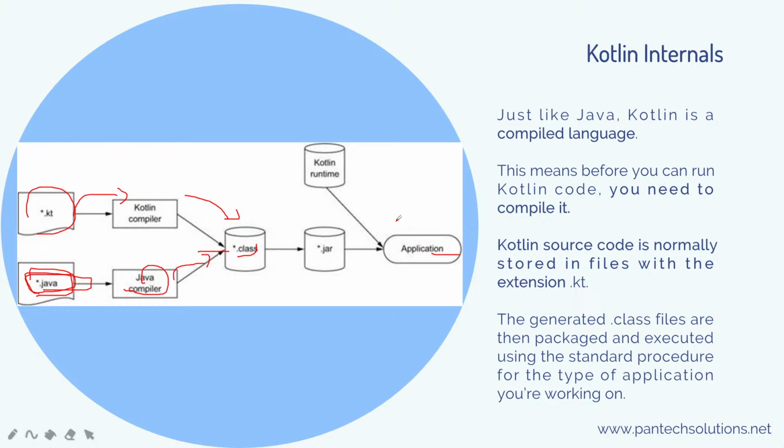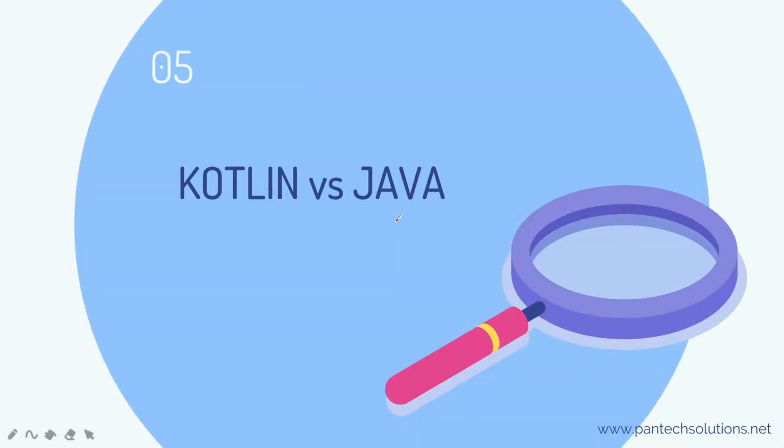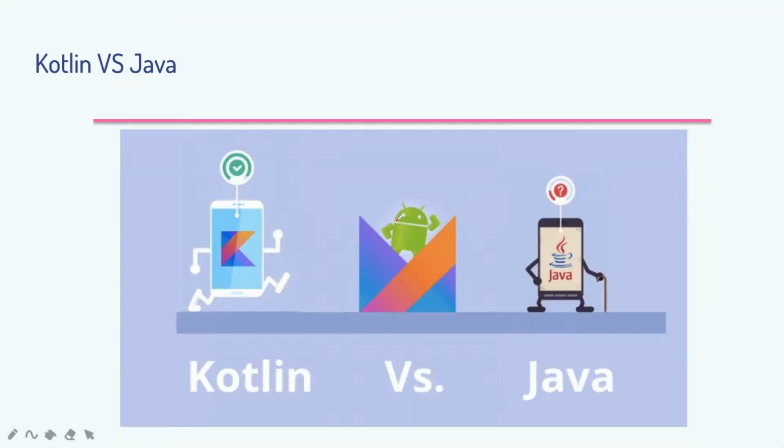The Kotlin source code is normally stored in files with the .kt extension only. So this is one of the major differences, .kt and .java. If you are writing any code with Java, you need to use the extension .java, and if you are writing any code with Kotlin, you need to save the code into a .kt file. The generated class files will be packaged and executed using the standard procedure and type of the application.